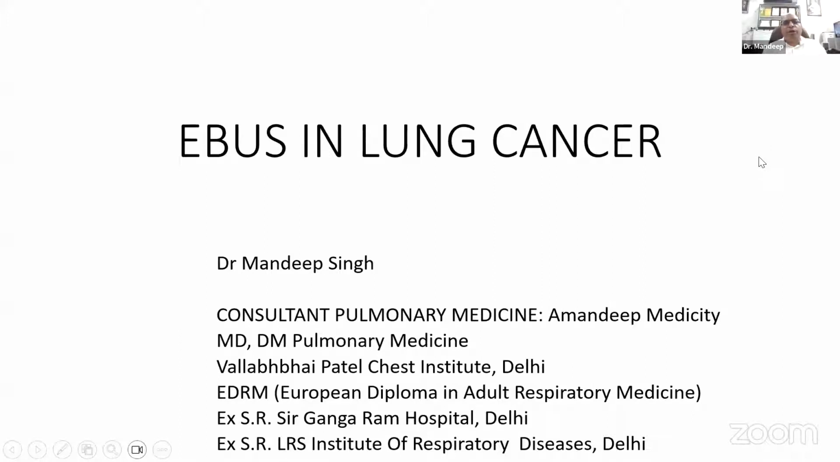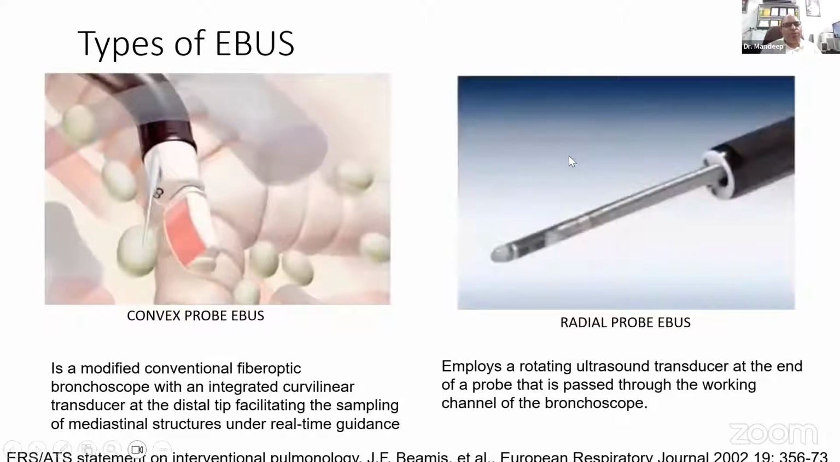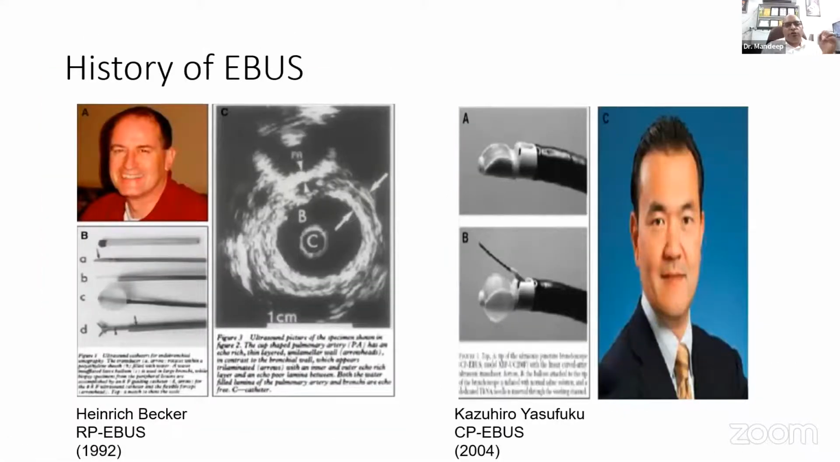Good evening, everybody. Today I'll discuss the role of EBUS in diagnosis and staging of lung cancer. EBUS is a diagnostic modality in which an ultrasonic probe is introduced into the tracheobronchial lumen to provide sonographic images of the peribronchial tissue. There are two types of EBUS. One is the convex probe EBUS, which is used to view the lymph nodes in the central airways, and the other is the radial probe, which is used to take samples from nodules in the periphery of the lung. Radial probe EBUS was discovered by Henrik Becker, and the convex probe by Kazuro Yasufuku.